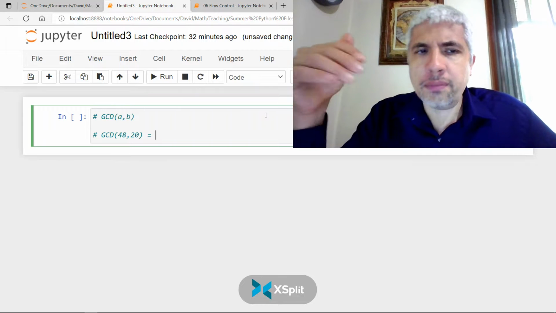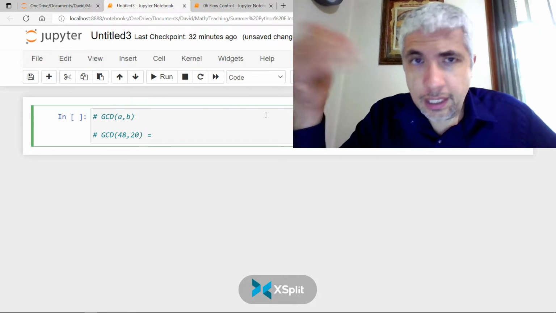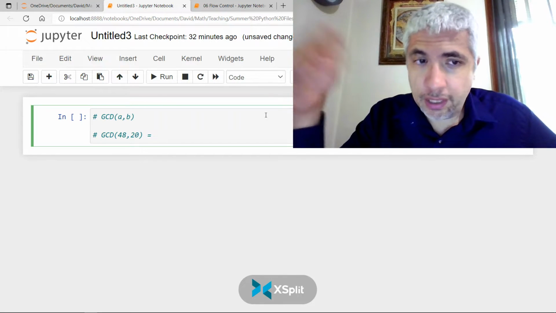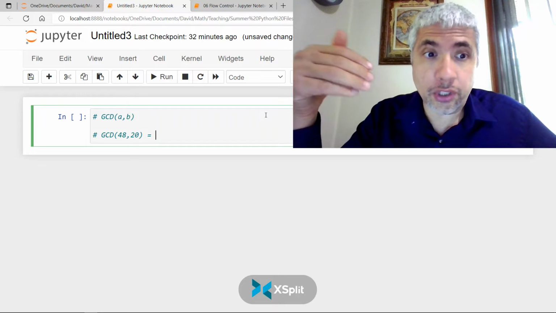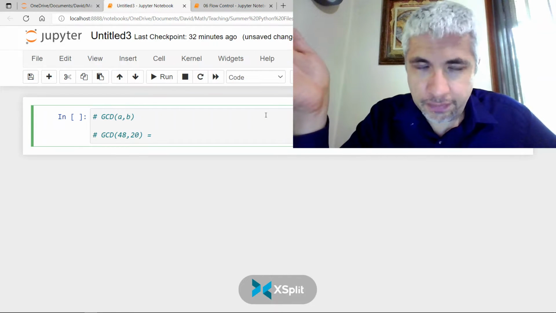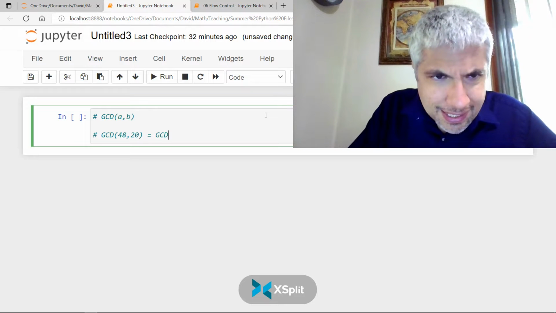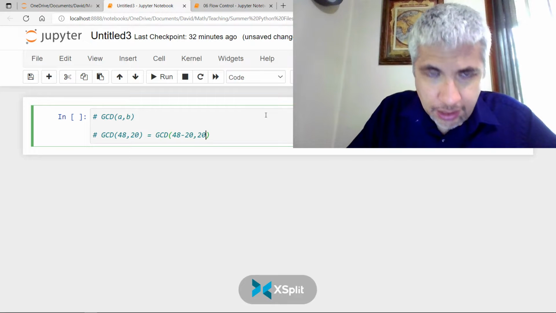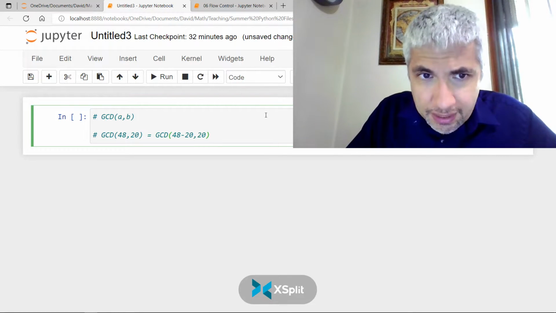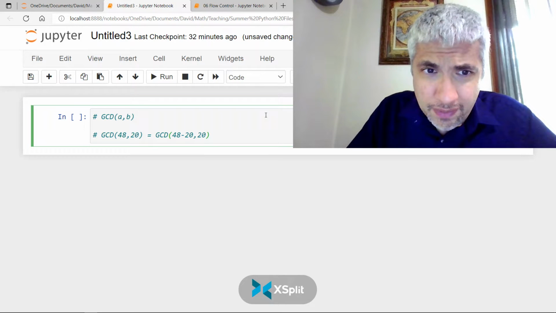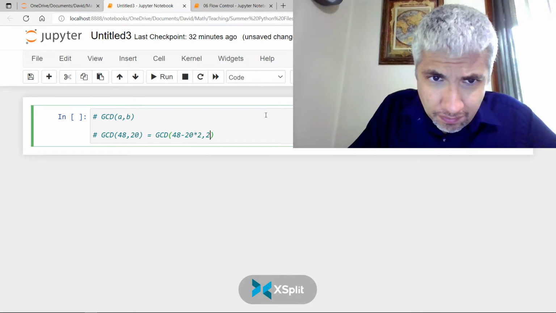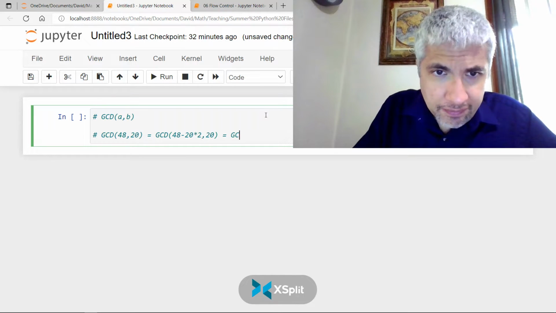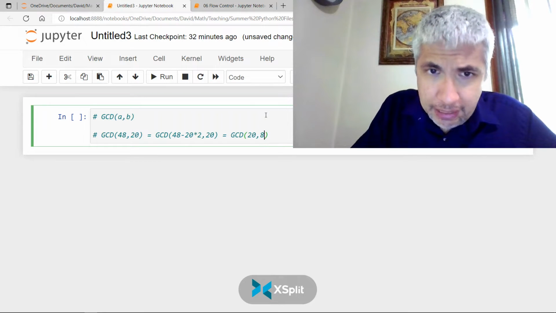So this is a number that divides 48 and divides 20. Now, if you divide two numbers, then you divide their sum and you divide their difference, right? Any number that goes into 48 and 20 is going to have to go into 48 minus 20 because it goes into both of them evenly. So this is the same thing as 48 minus 20 and 20. In fact, I could subtract off 20 twice, and this is going to be the same as that, which is what? Well, this is like the GCD of 20 and 8.